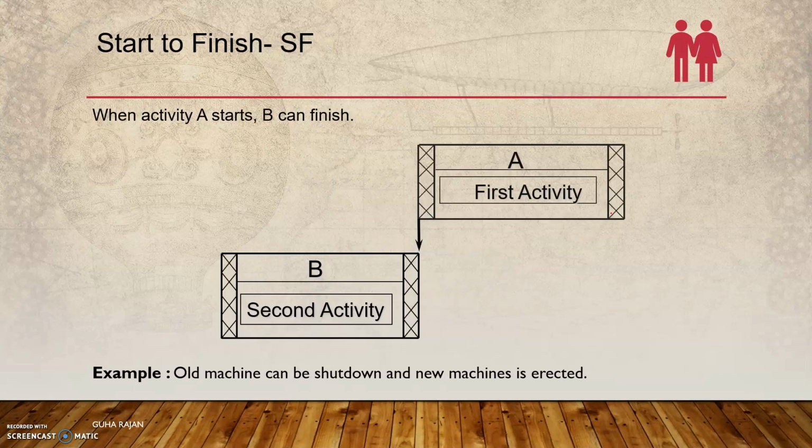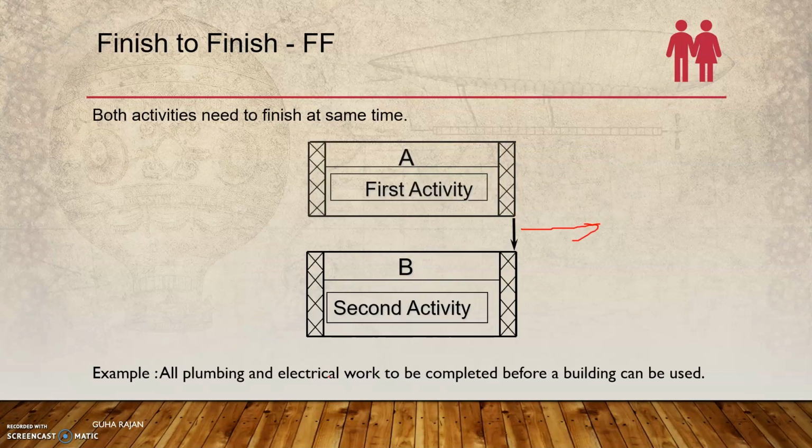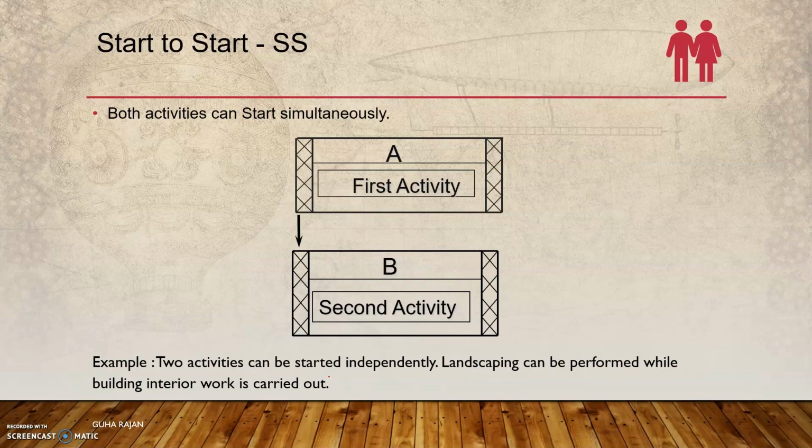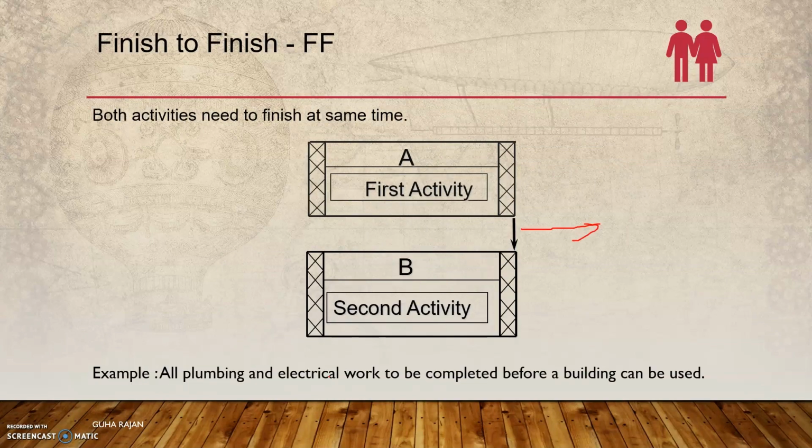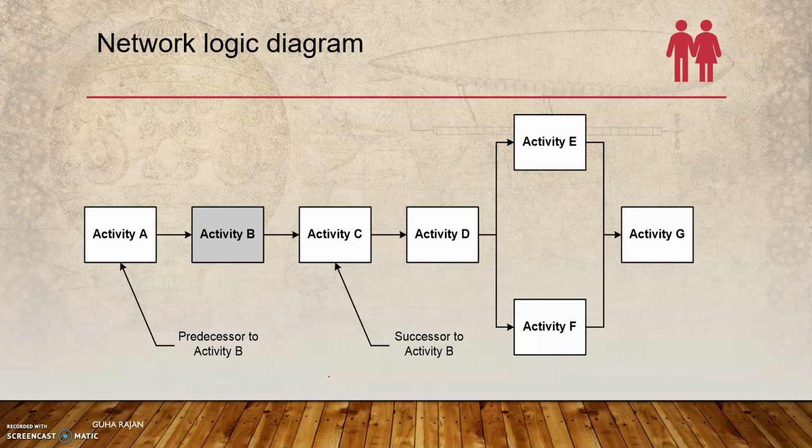The last one is when activity A starts, B finishes. An example is that the old machine can be shut down as the new machines are erected, but this is generally rare in practice. So the activities and relationships are very critical for a project manager to understand and assign the activities, because that is where scheduling plays a critical role. Once you have the activities defined, you perform the scheduling.